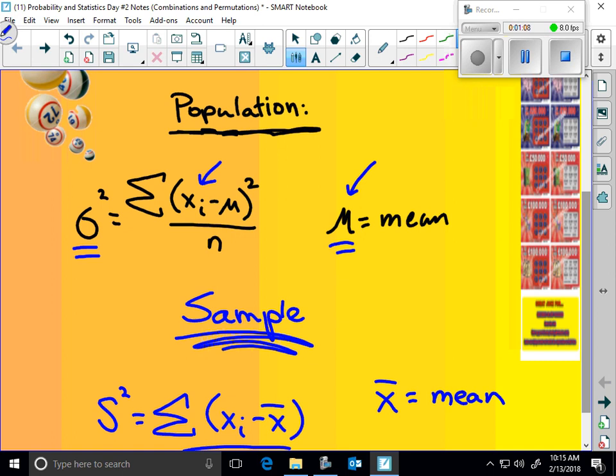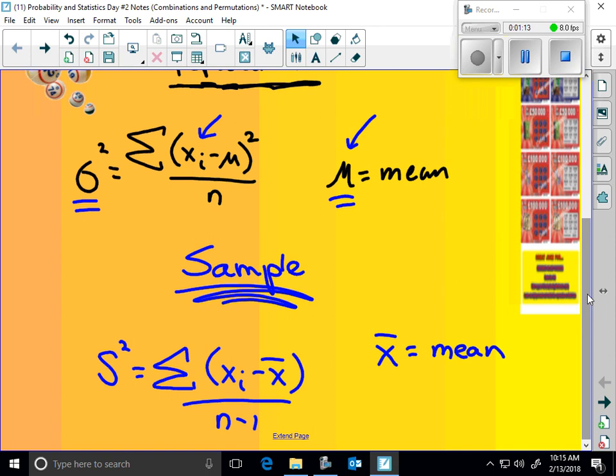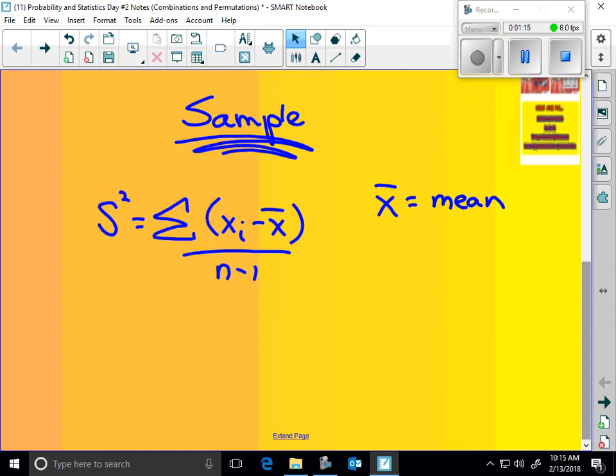Okay, so sample will be different in this way due to the fact that we don't have the entire set. We're going to use a little bit different language with it. So x bar will be the mean, capital S squared will be the variance, and of course then we toss that notation for x bar in, we forgot to square that, and then divide by n minus 1 due to the fact that we don't have the whole set. Okay, so this is our variance.